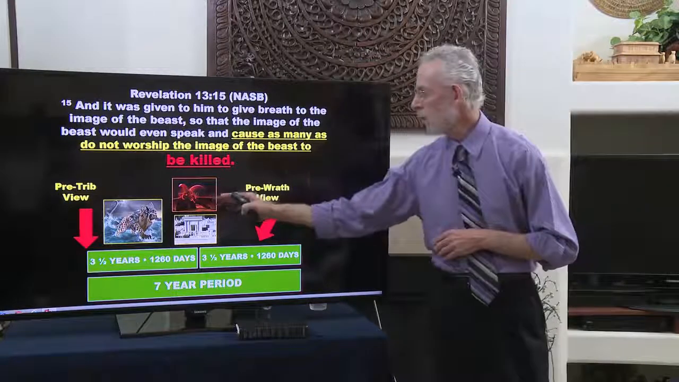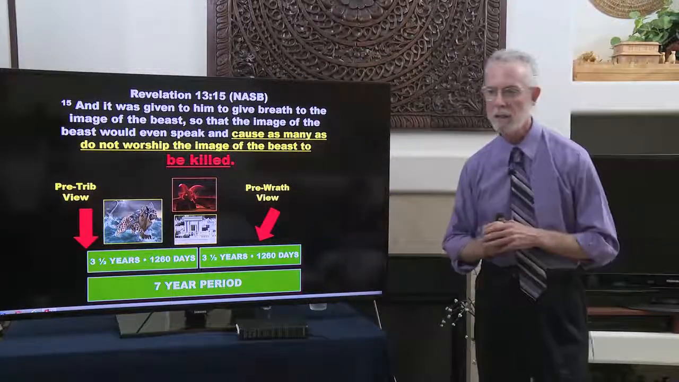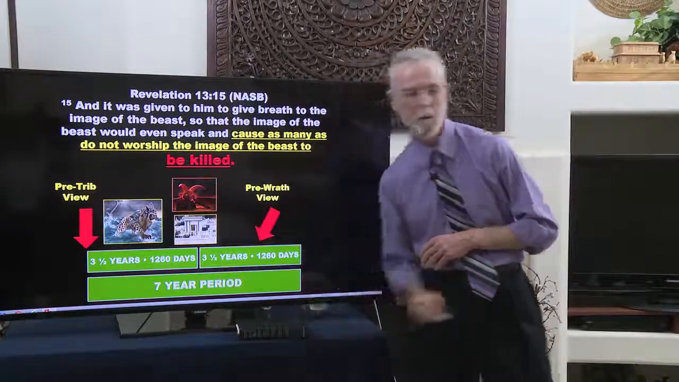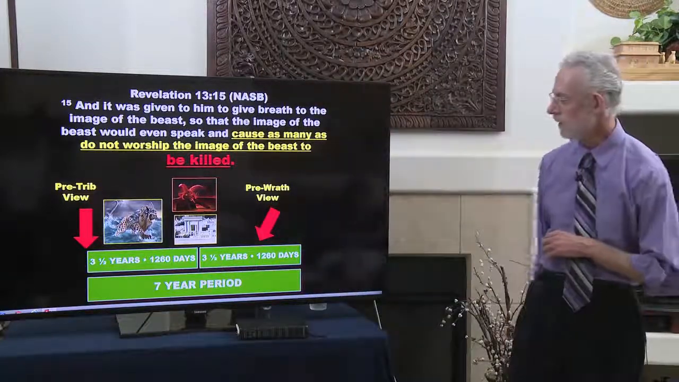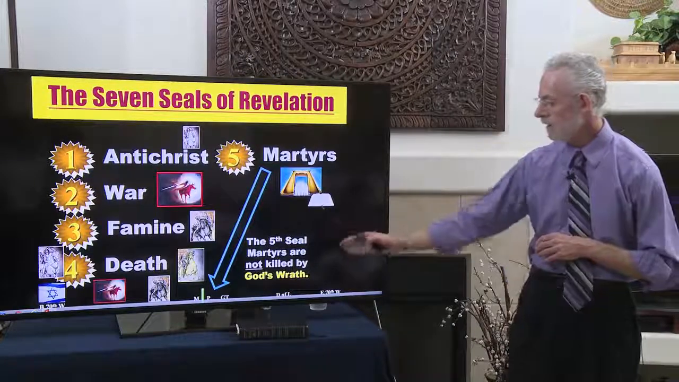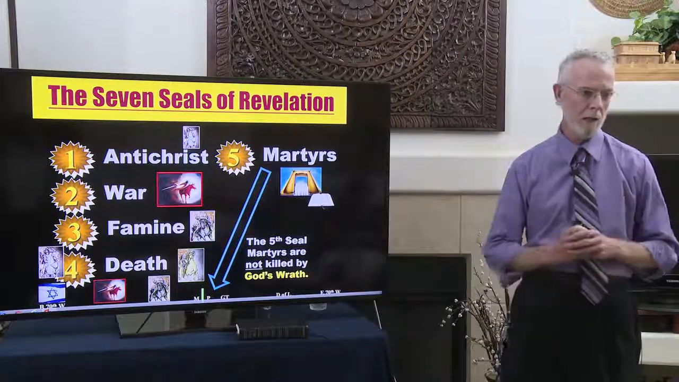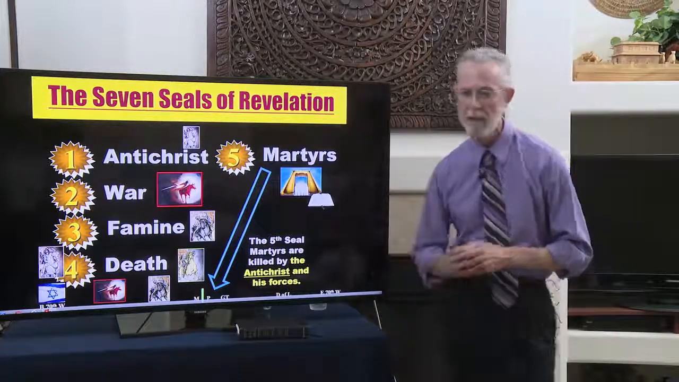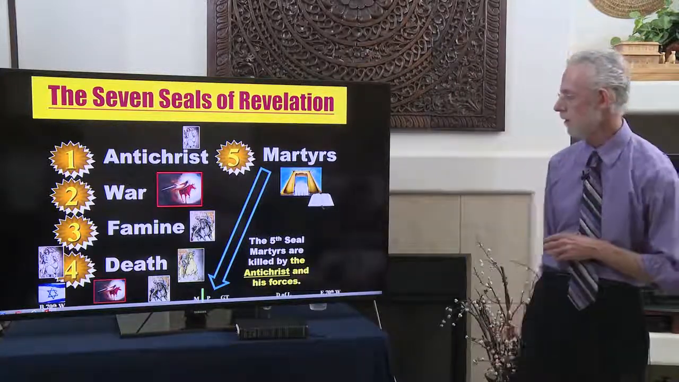But we're told that the false prophet is going to cause anyone who does not worship the image of the beast to be killed. If you do not worship the Antichrist at this time, then they're going to go after Christians and you're going to be killed. So again, the fifth seal martyrs, they're not killed by God's wrath. That's clearly not God's wrath, right? The fifth seal martyrs are killed by the Antichrist and by his forces, okay?